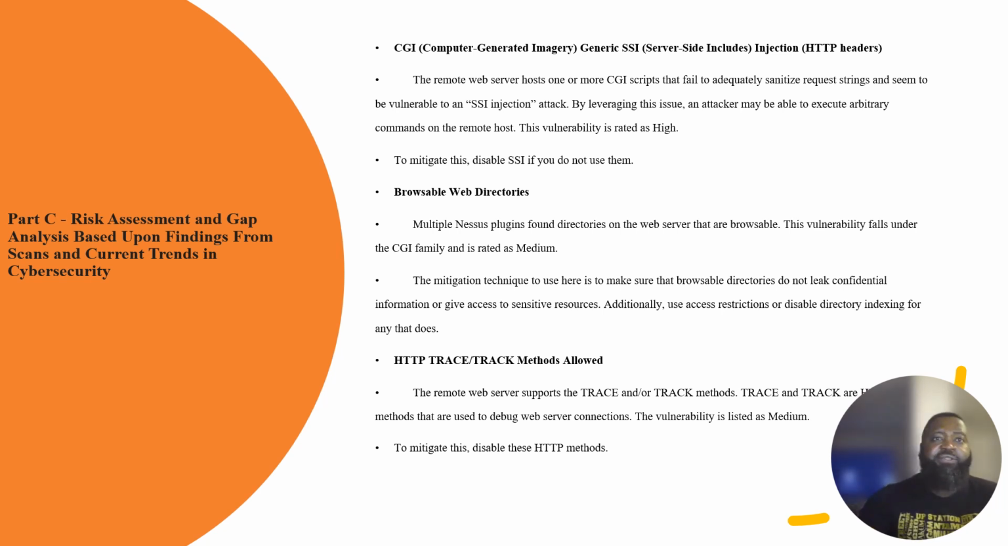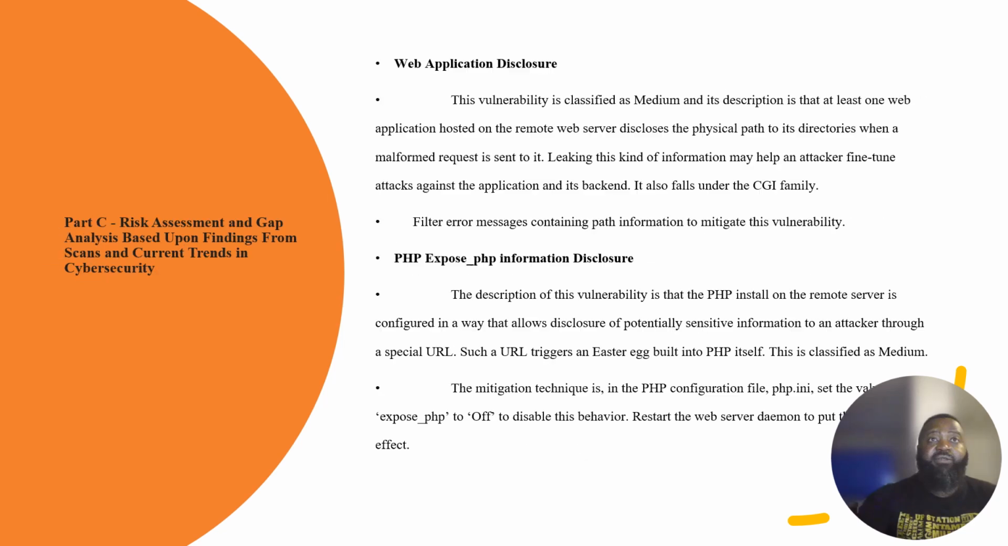And of course, we have the HTTP TRACE and TRACK methods allowed. So this is another vulnerability. The remote web server supports TRACE and/or TRACK methods. TRACE and TRACK are HTTP methods that are used to debug web server connections. The vulnerability is listed as medium. To mitigate this, disable these HTTP methods. So disable the TRACE and/or TRACK methods. That's the mitigation technique. And let's just move on to the next slide and look at more vulnerabilities.